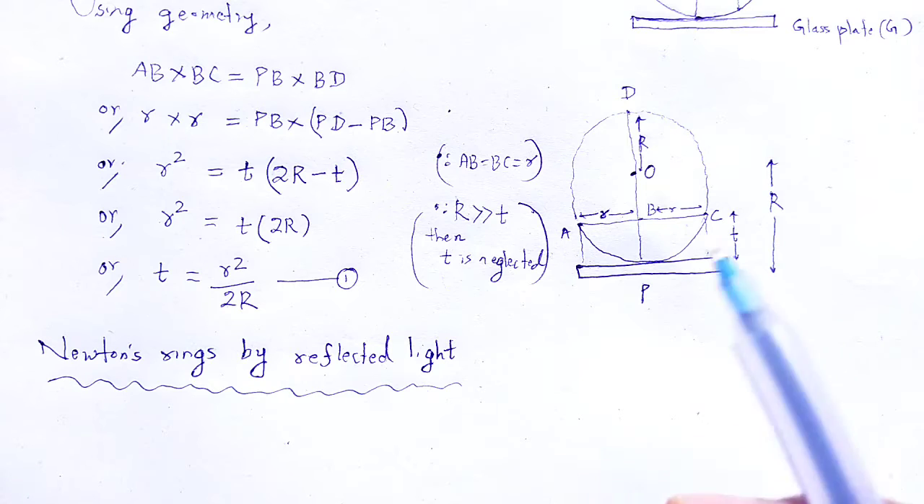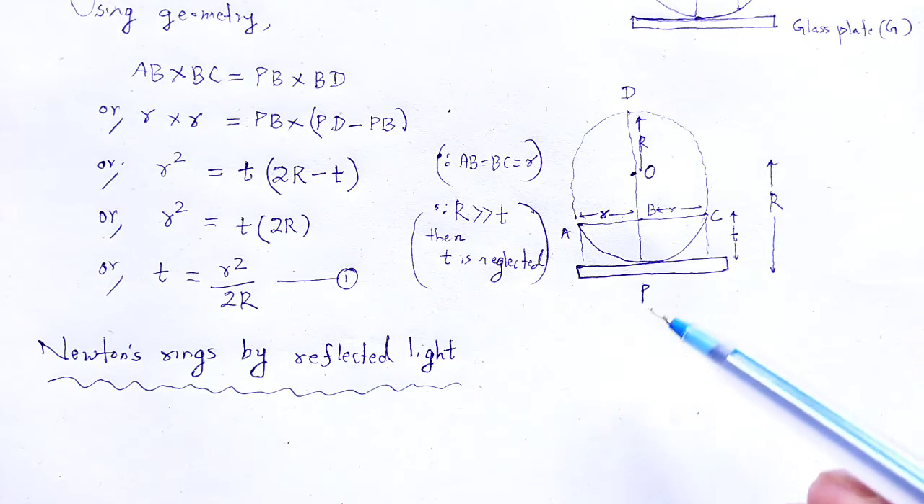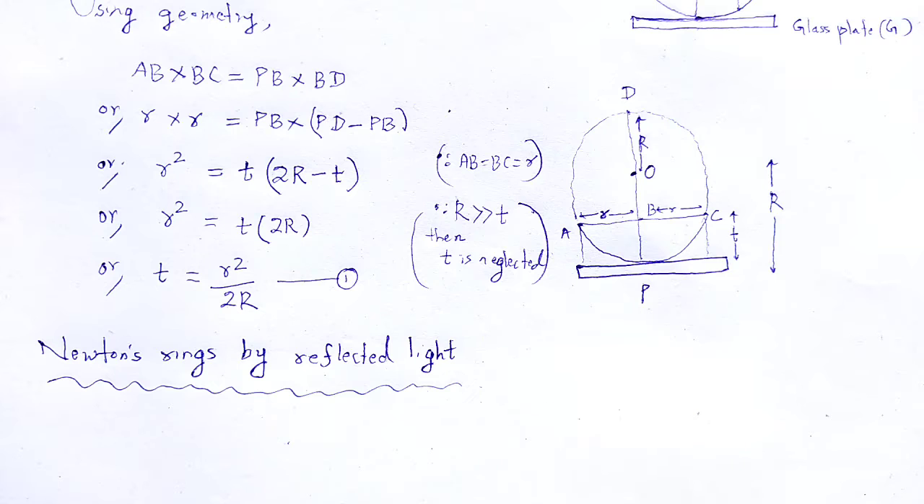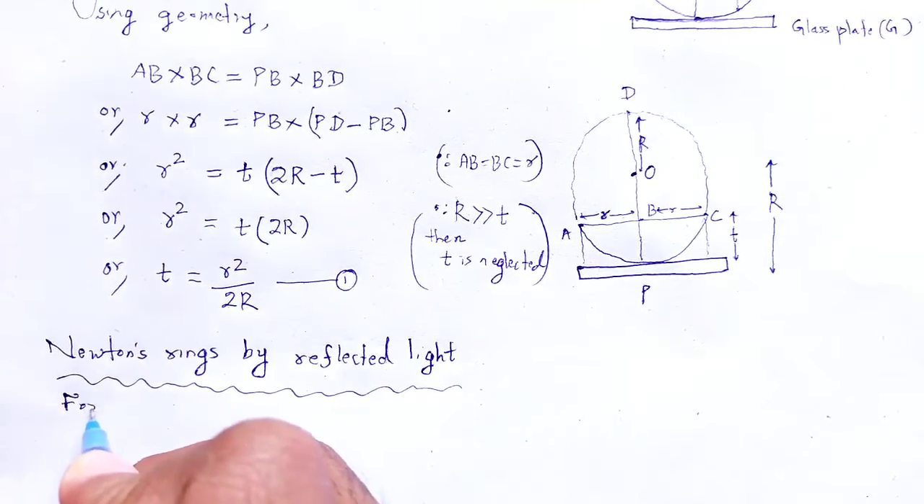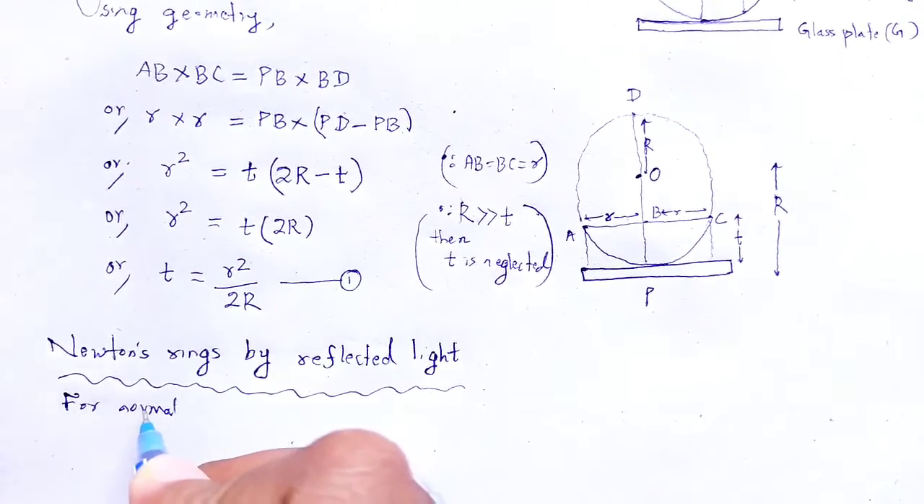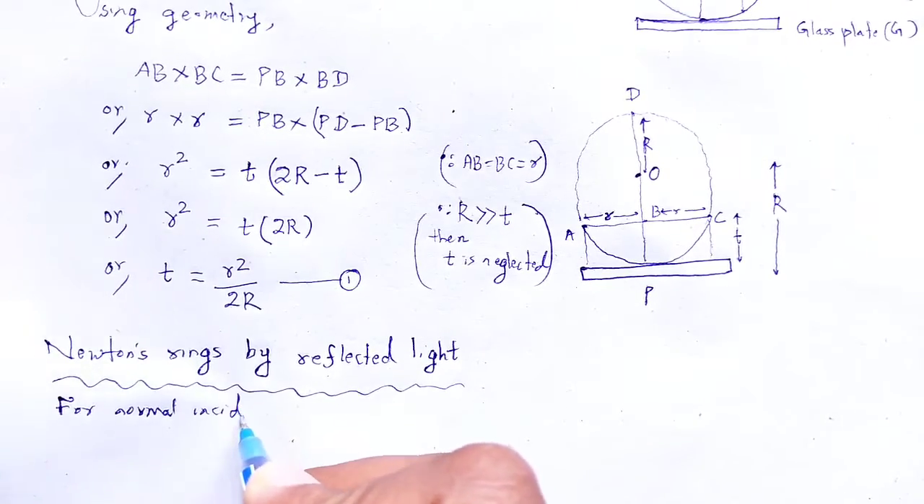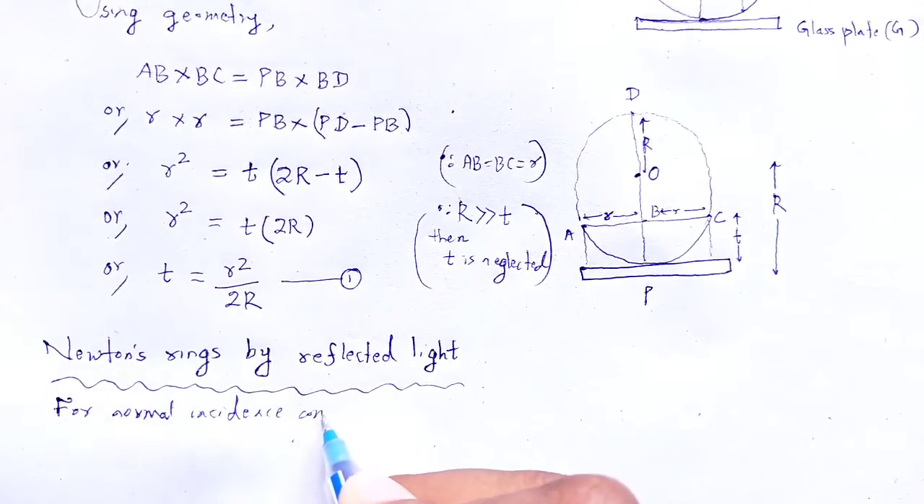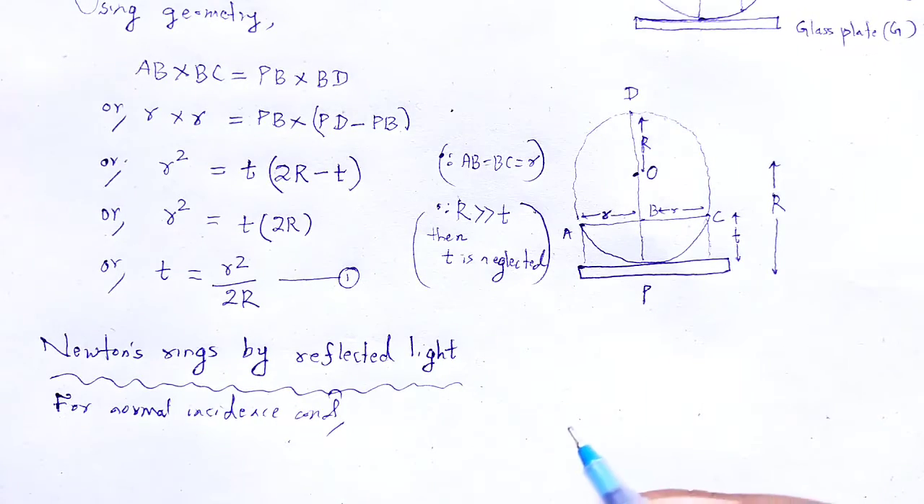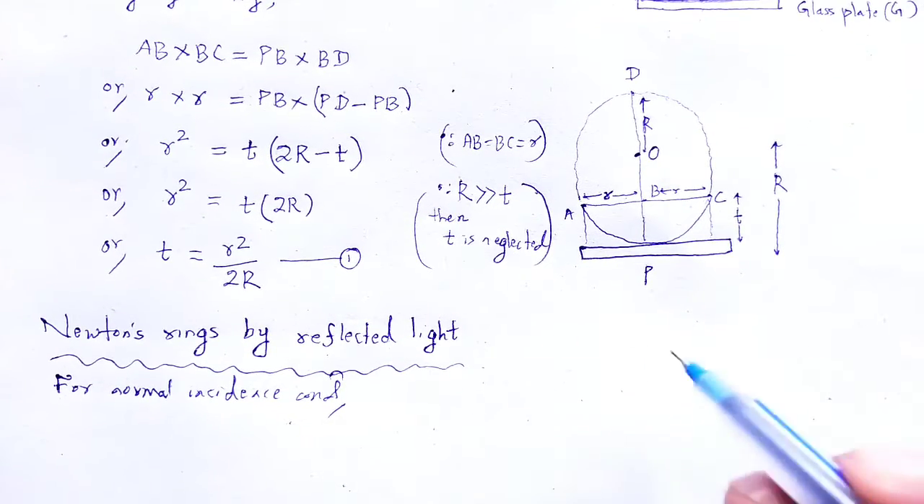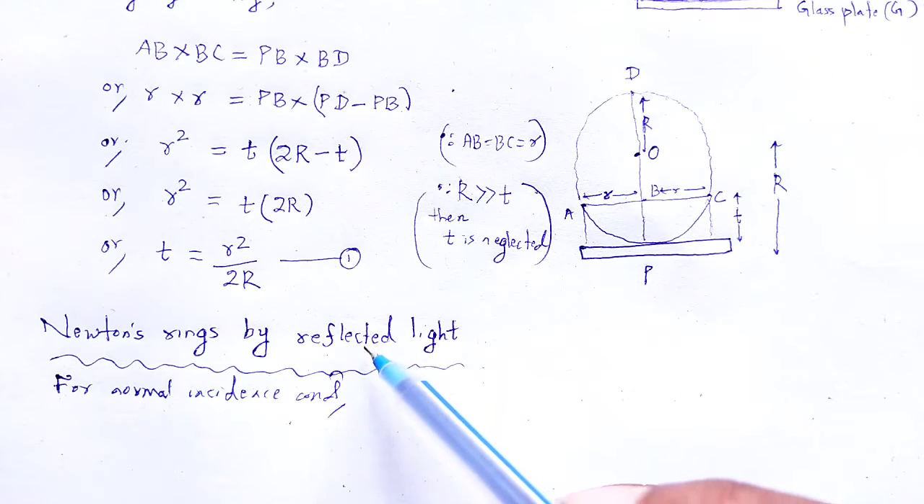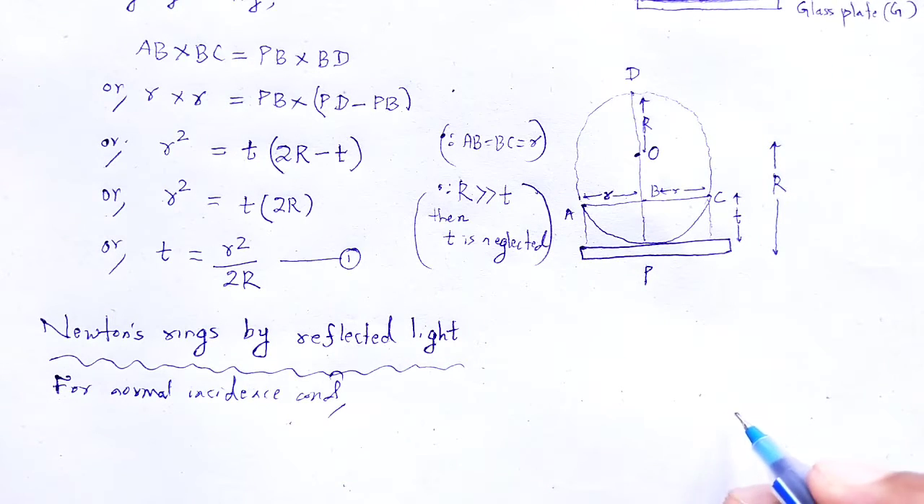We know that a dark fringe is obtained in the interference pattern produced by the reflected light for normal incidence. For the normal incidence condition, because of how the reflected light produces the interference pattern.